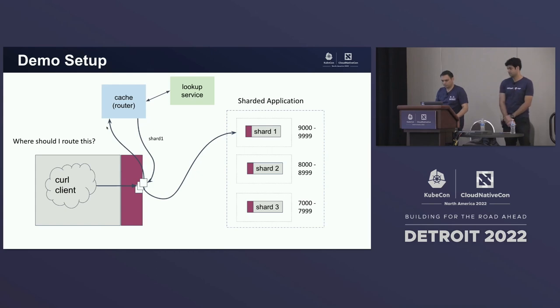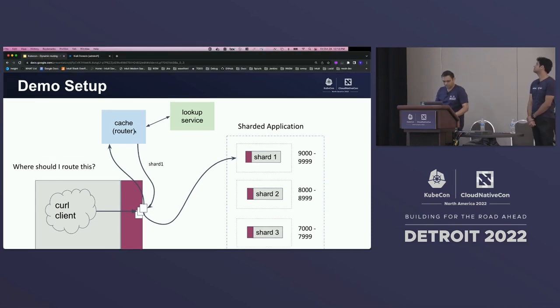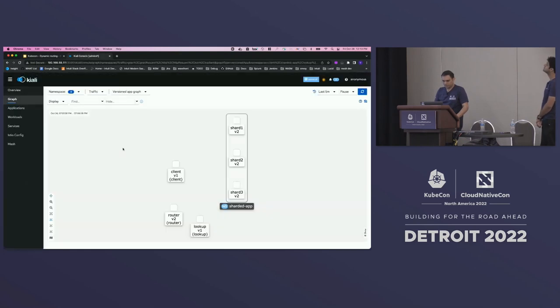And as you saw before, we have a lookup service and a cache lying in between, which gives us the information about the shard. So let me switch the screen here. This is a Kiali dashboard. Kiali is an observability dashboard, which shows exactly what traffic is running within a service mesh and within a cluster. Here you don't see any connections because we don't have live traffic yet, but you can see all the components that I described. We have all the three shards, the client, the router and cache, and the lookup service.